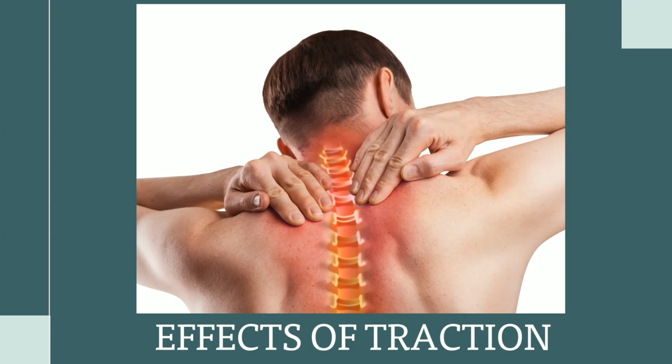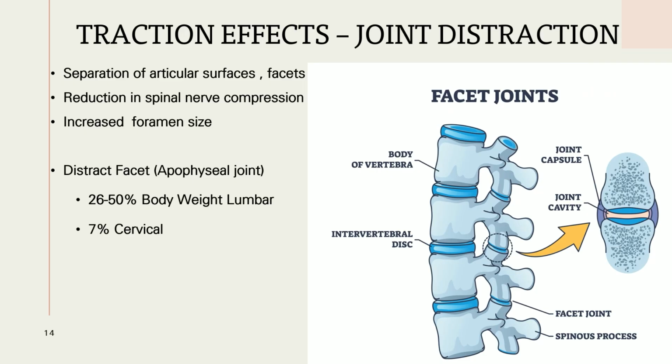Okay, let's look at the effects of traction real quick. First thing we've got is joint distraction. So the traction forces can be used to separate the articular surfaces or the facets, and this can cause a reduction in spinal nerve compression and increase foramen size.